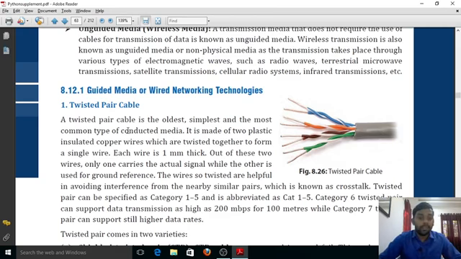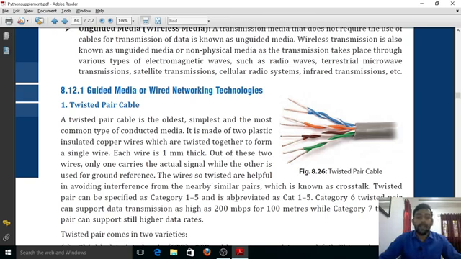So a twisted pair cable is the oldest, simplest and the most common type of conducted media. It's made up of 2 insulated copper wires twisted together to form a single wire. We consider this as a single wire, even though we have 2 strands. Each wire is 1 millimeter thick, and one is used for data carrying and the other is used for ground reference.